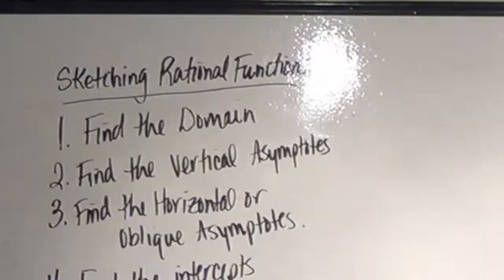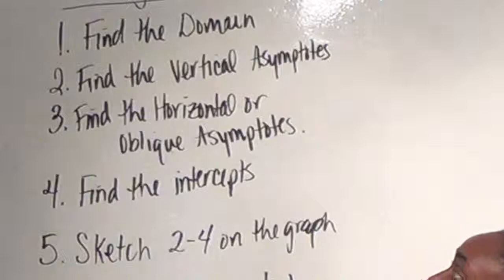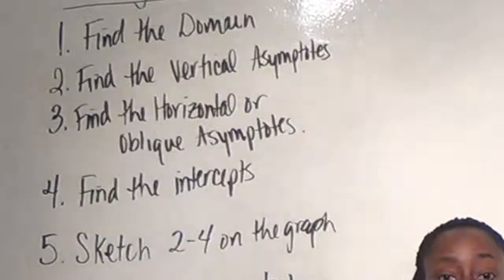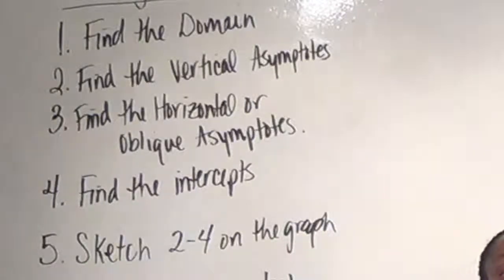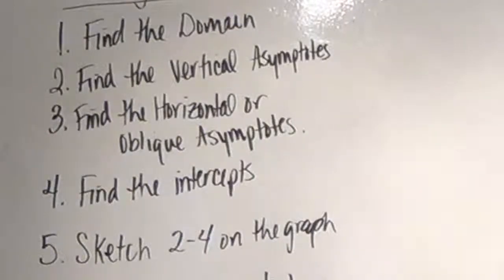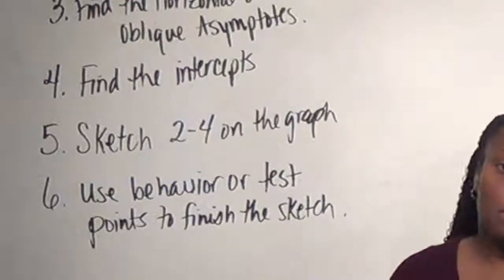Next, we'll look at the horizontal and oblique asymptotes using the degrees of the numerators and the denominators and the leading coefficients with those. Once we have the asymptotes, then we're going to go back and find the intercepts. So remember, set x equal to 0 to find the y-intercepts, set y equal to 0 to find the x-intercepts. Okay? Once we have all of that information, we're going to put that information on the graph. So we're going to sketch in our asymptotes and sketch in our intercepts, and then we can use the behavior of the asymptotes to find the rest of the graph.